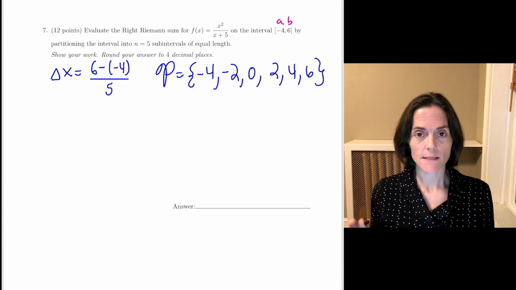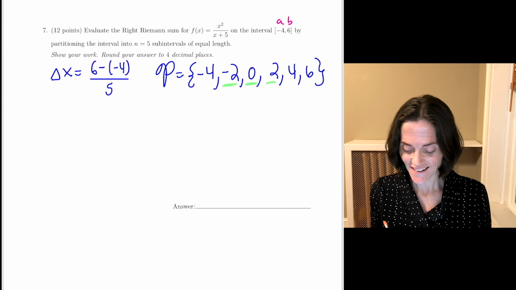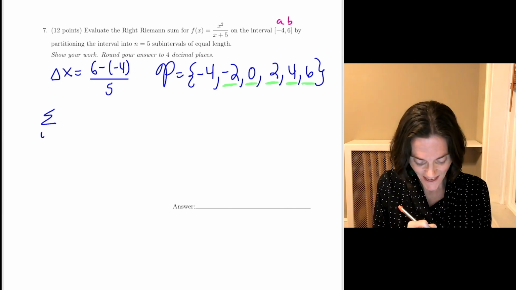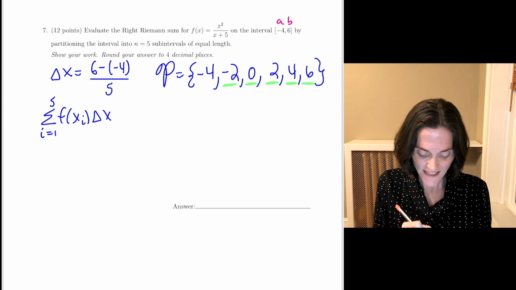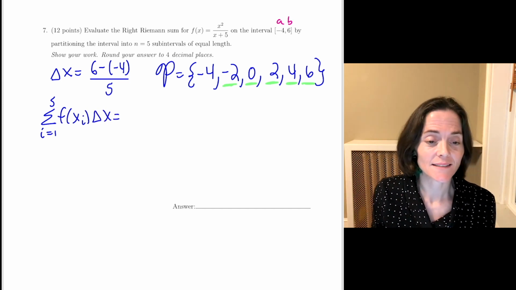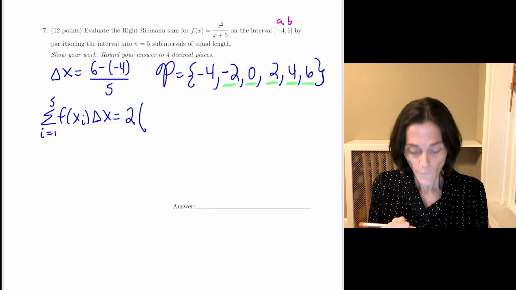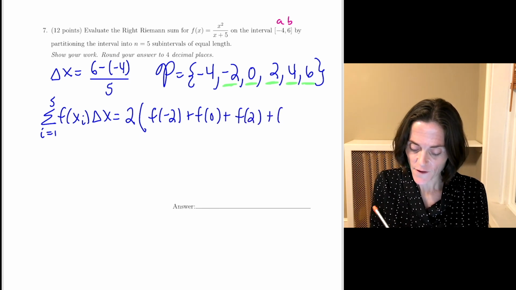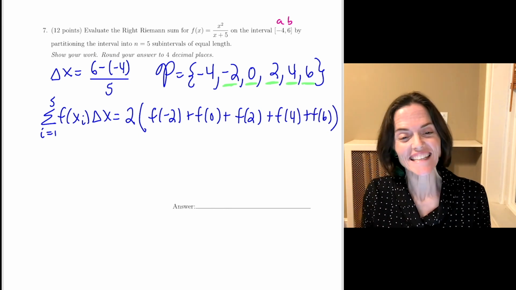Next, right Riemann sum. We use the right endpoint. So the right endpoints are here, here, here, here, here. So I could write this in summation notation. It would be a sum, i equals 1 to 5, f of the right, which is x_i, delta x. What I will typically do is factor out the delta x from the sum. So this will be 2. And then, I'll do this in 2 steps. We have f of -2 plus f of 0 plus f of 2 plus f of 4 plus f of 6. This is my right Riemann sum.